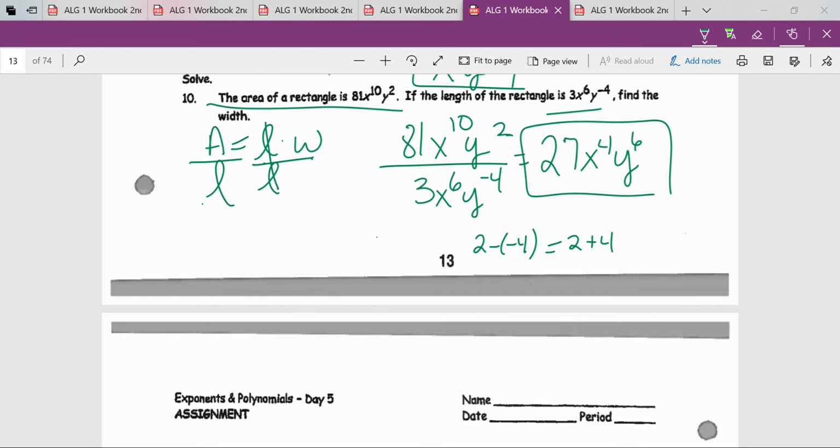Questions? Brayden, question? Nope. Anybody? Question? Going once, twice? Alright, turn it over. The back side is our assignment. Let's take a look.